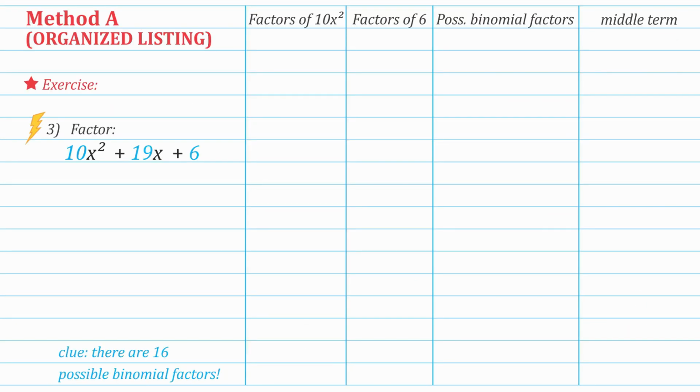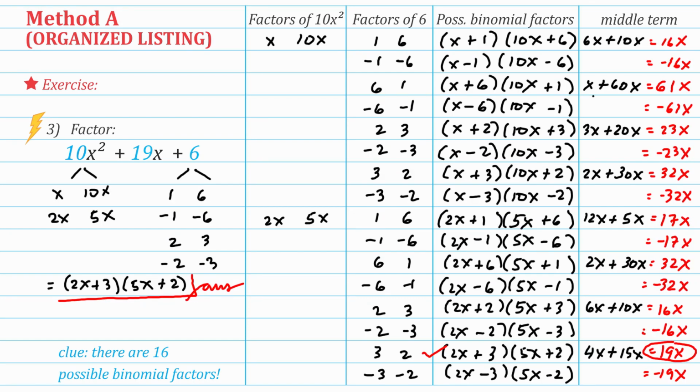The last exercise is a little more challenging. Clue: there are 16 possible binomial factors. Tiyaga-tiyaga lang, last na ito, kaya nyo yan. Pause this video, go! Here are the answers. Ang dami, no? Pero I hope nakuha ninyo.